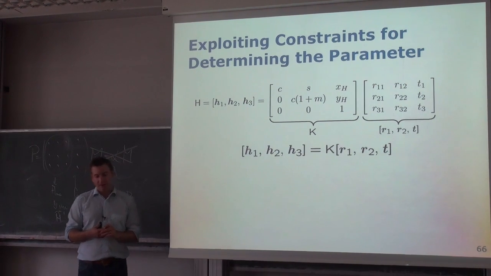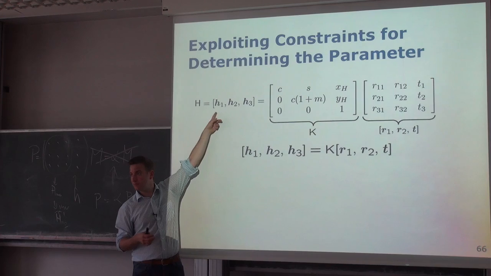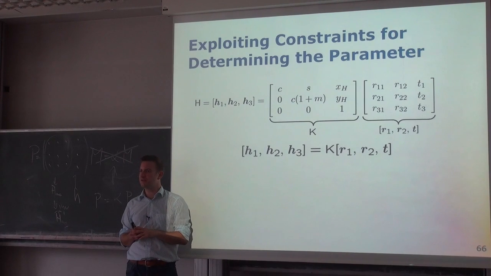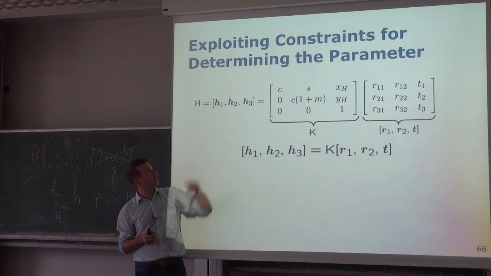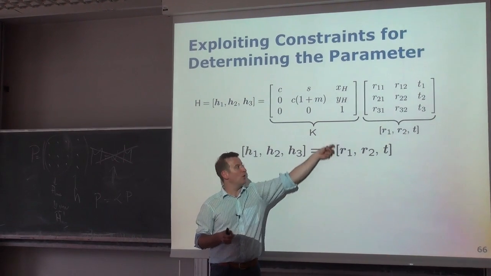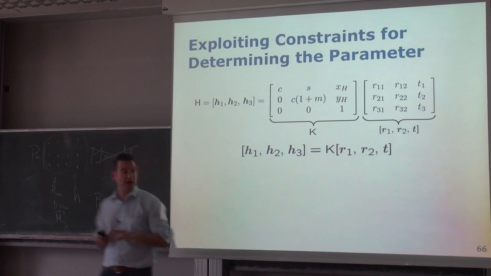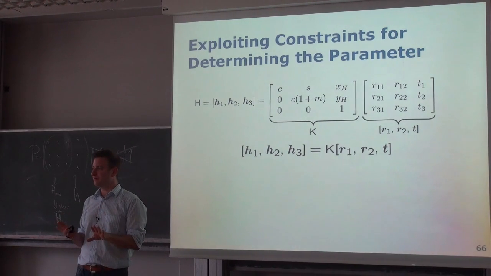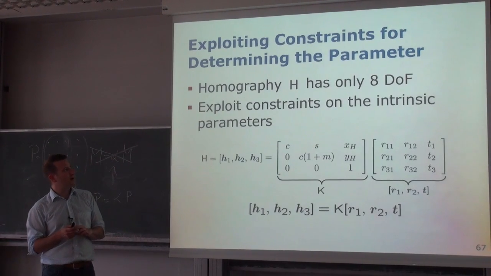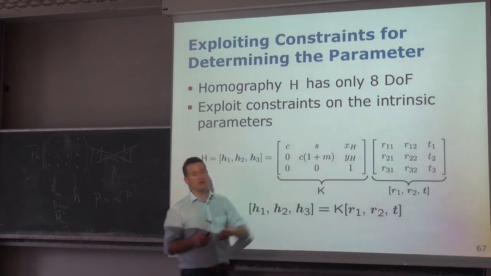Okay, so we start at this point. We know all the elements in H. So H1, H2, H3 are known. That's what I got from the previous step, from the DLT-like estimation. And now my next step is turning that into my matrix K, which I actually want to have, and maybe also the extrinsic parameters, or parts of them. Fine so far? Everyone knows what to do? Good.